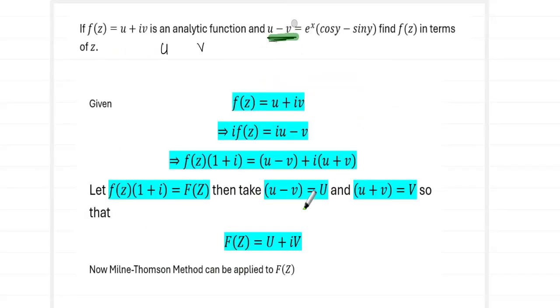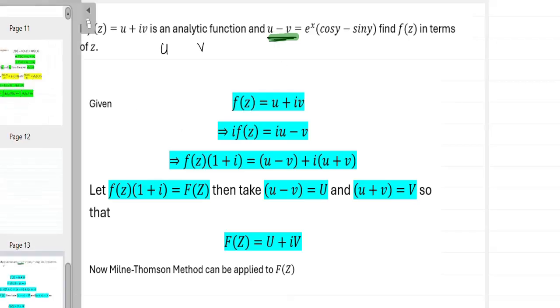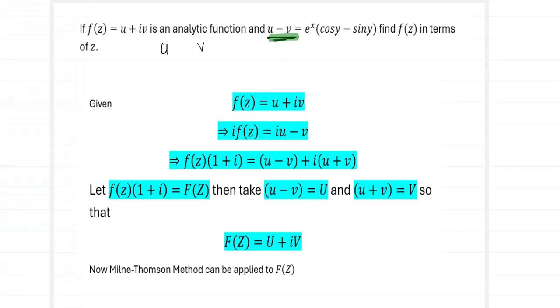So keep in mind, what is going to be my given capital U now? This quantity is going to be equal to u minus v, which is given. So I am assuming this to be equal to my capital U, which is the real part of my capital F of z. Now what happens next is I am going to apply the Milne Thomson method in a similar fashion to this and do the same thing.